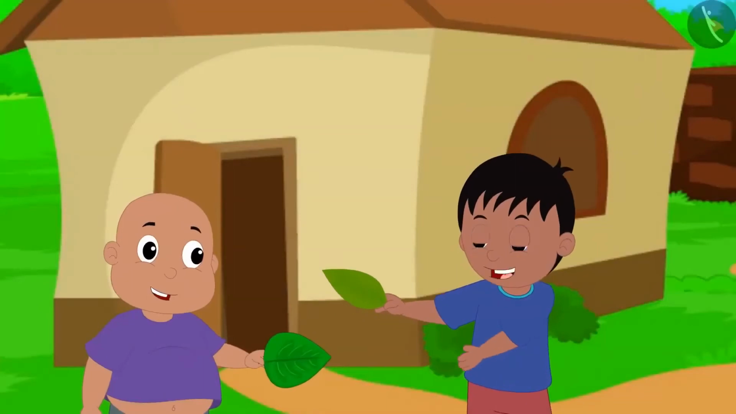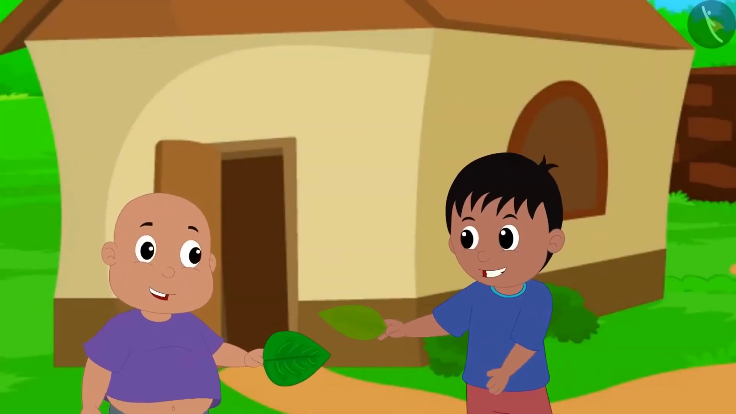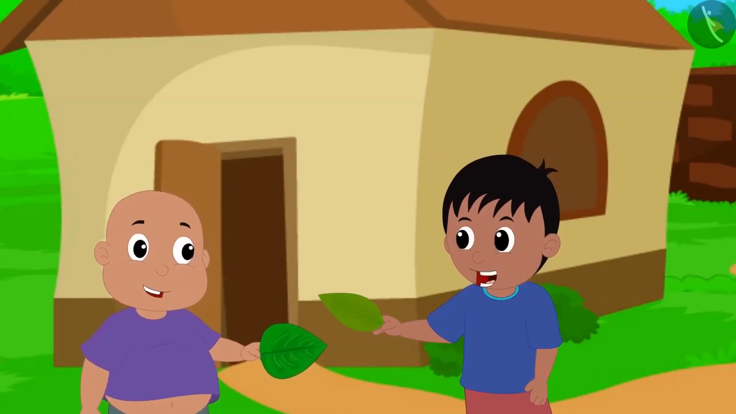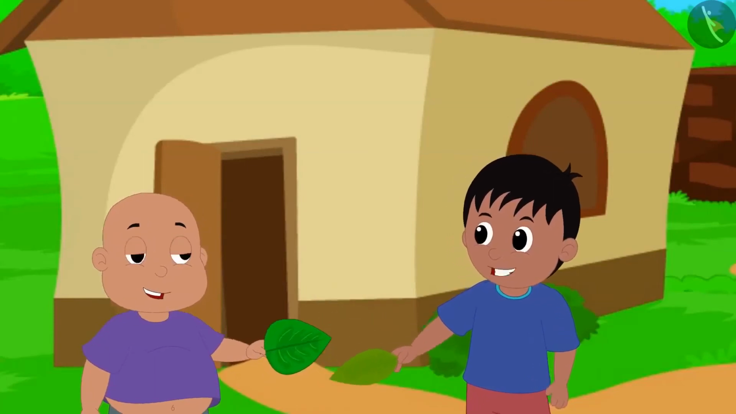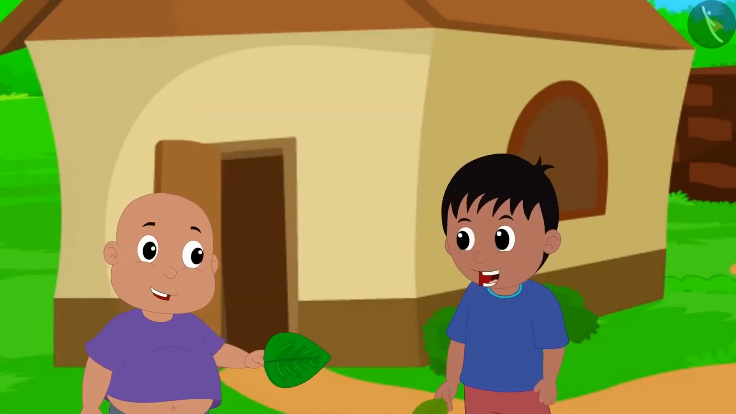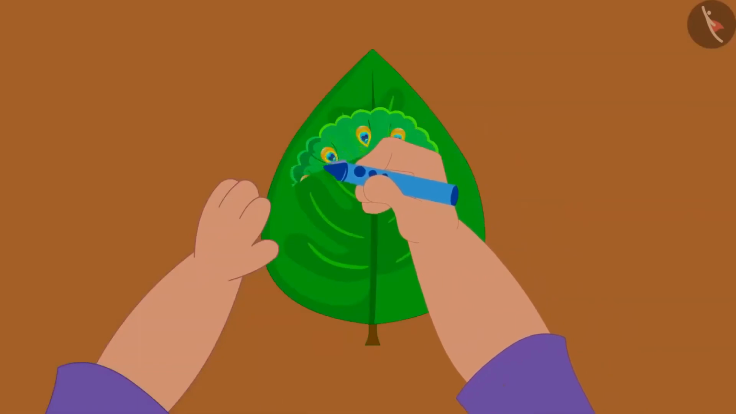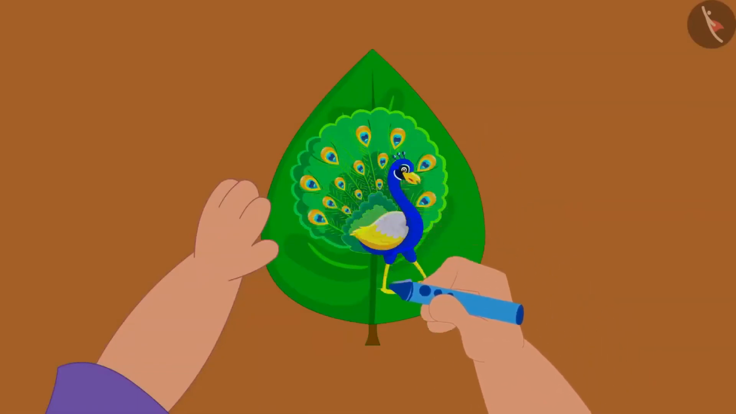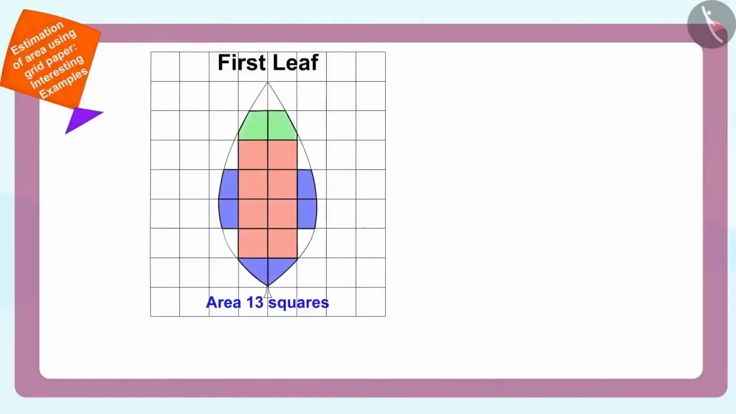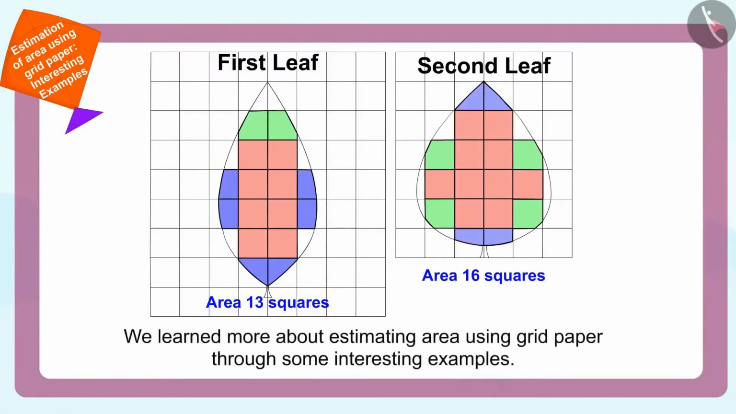We came to know which is the biggest leaf, and you also learned to find the area using a grid paper. Now, let us quickly take part in the competition by painting a beautiful picture on this bigger leaf. The two friends made a beautiful painting on the second leaf. Children, in this video, we learned more about estimating area using grid paper through some interesting examples. In the next video, we will look at some of the misconceptions related to this.